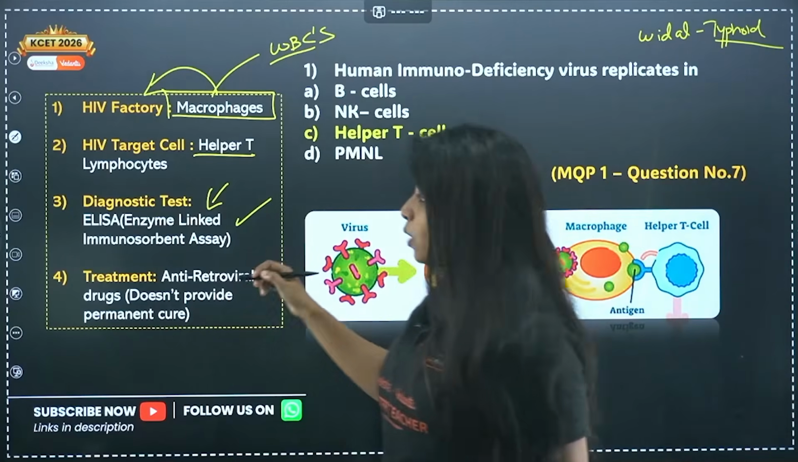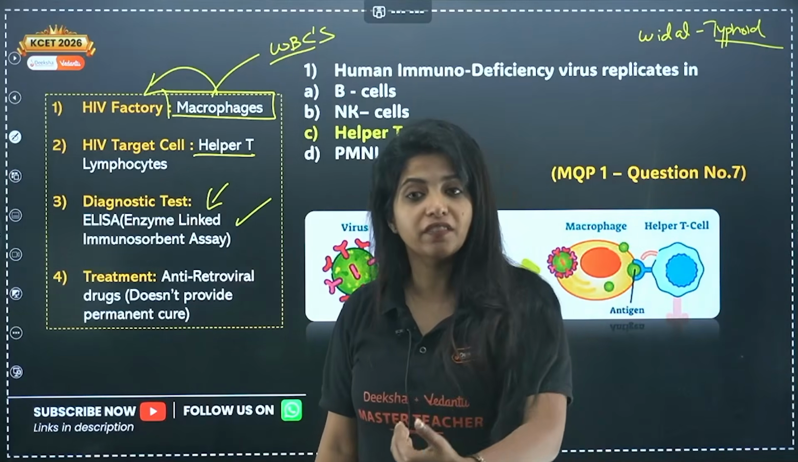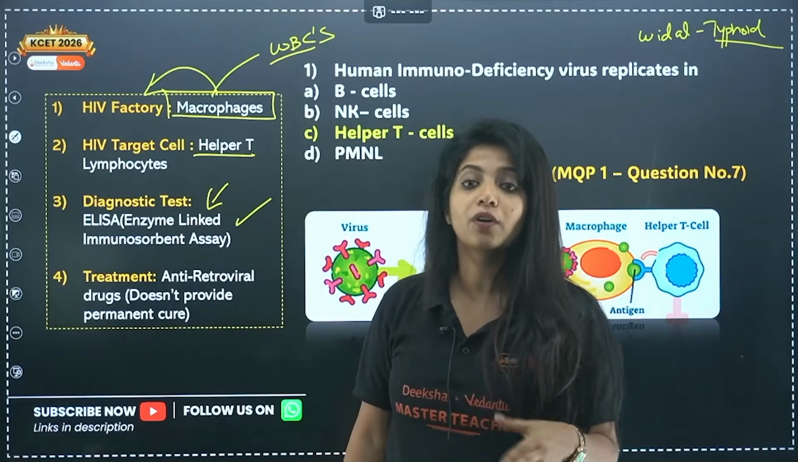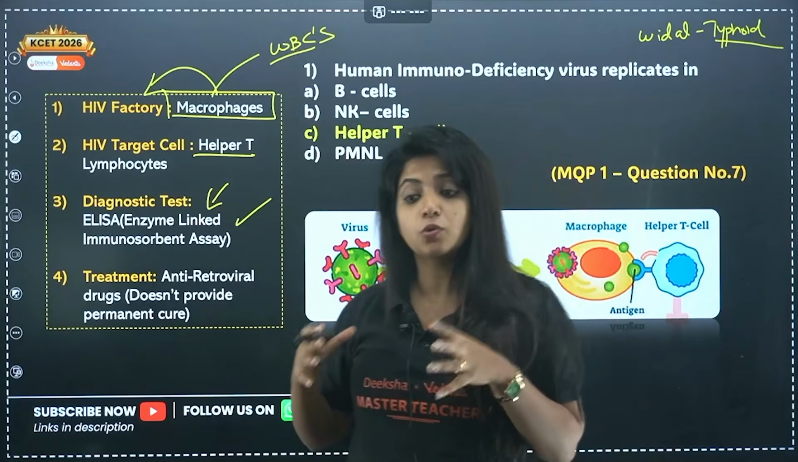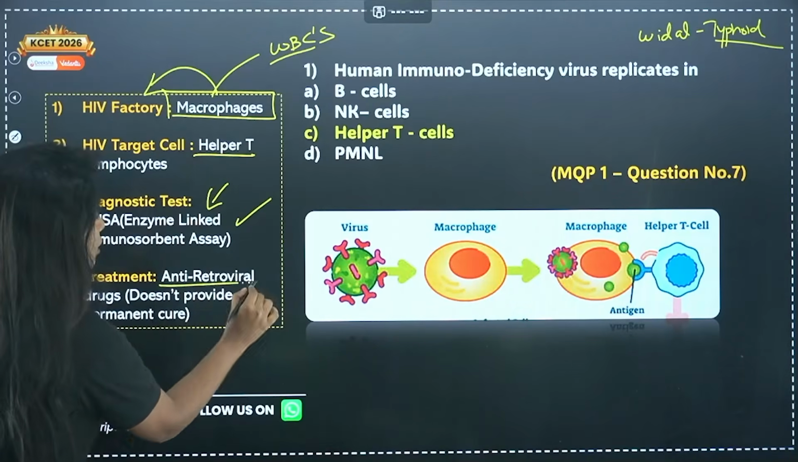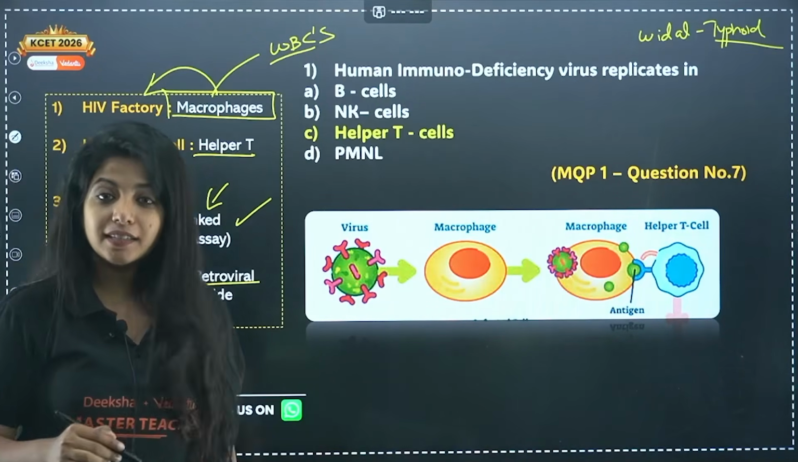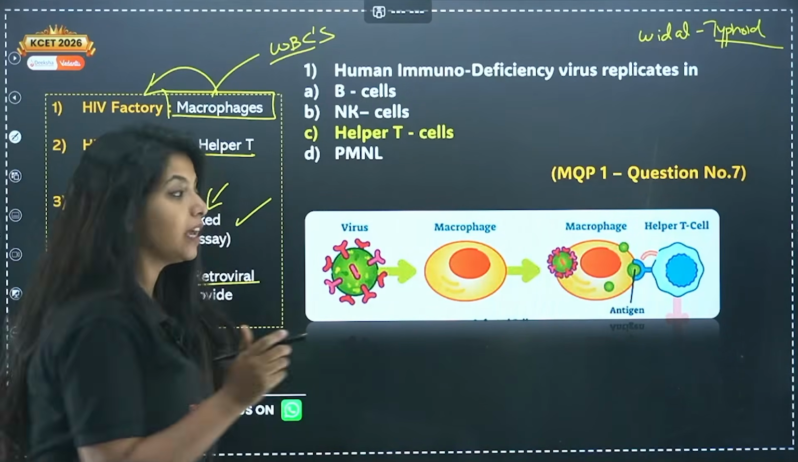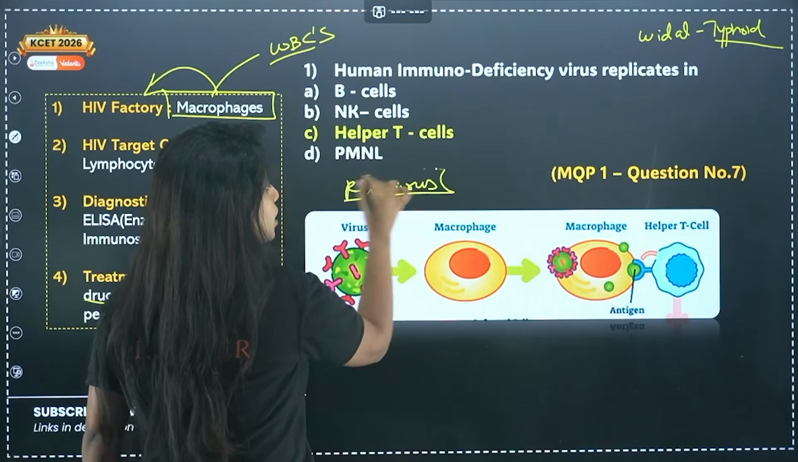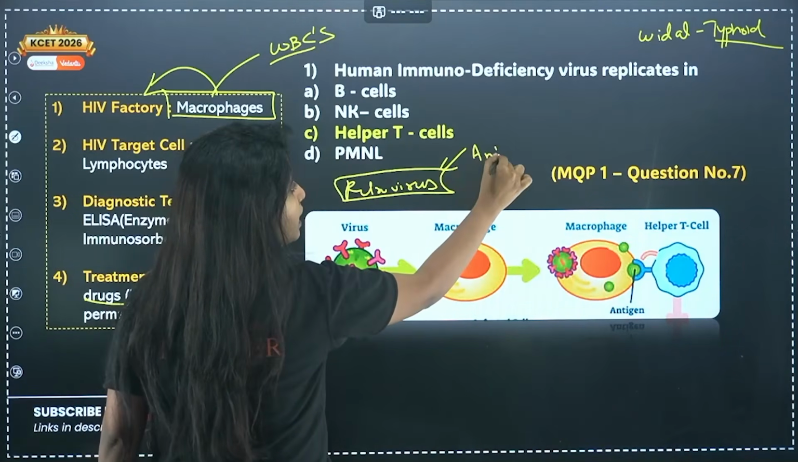Cool. Now, do we have any treatment for HIV, ma'am? Is there a permanent cure? The answer is no. There is no permanent cure, but you can make sure that the person who has HIV lives for long with the help of some antiretroviral drugs. As in, the HIV virus, you call this a retrovirus. Now something against it will be known as what? Antiretroviral.